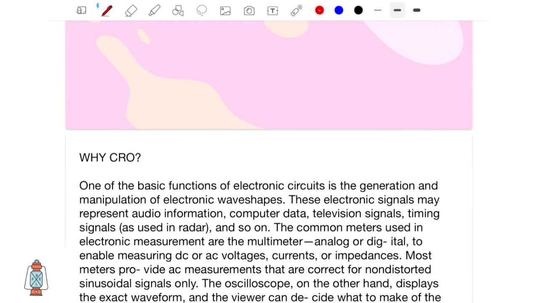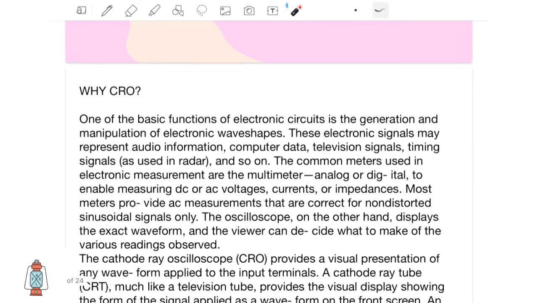So, as our tradition is, why this particular topic is placed on your syllabus, we generally begin with this question mark: why? Why CRO? So here I am putting a question to you: if there is a multimeter which can determine the frequency of your signal, the voltage of your signal, and functions like that, then what is the need for CRO? हमको CRO की ज़रूरत क्यों है?